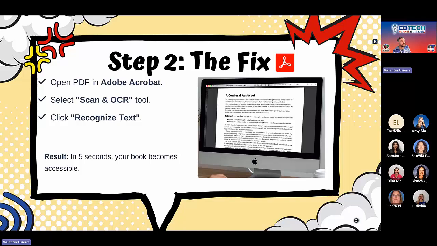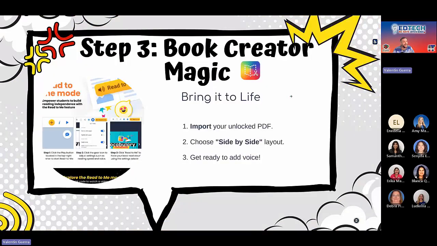We'll grab it, put it into Adobe Acrobat, do the scan OCR feature, and I'm going to show you that as well, to recognize the text. It does it quickly, and you'll be able to move on to creating your storybook in Book Creator. You import that unlocked OCR readable PDF, and then choose the side by side layout, and you can then allow it to do the text-to-speech feature. So it will be read, even though it might sound a little robotic.